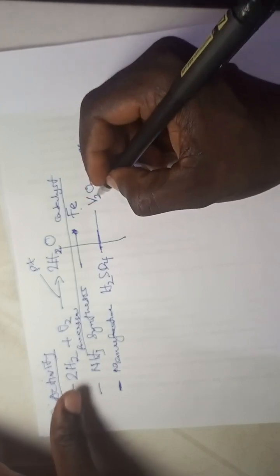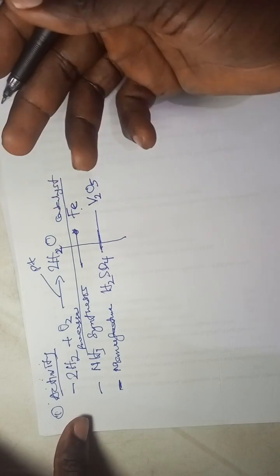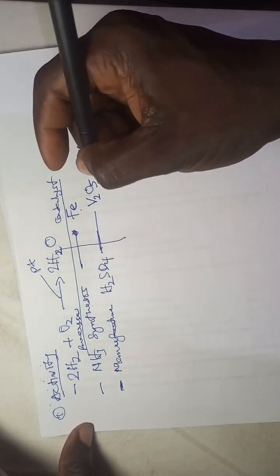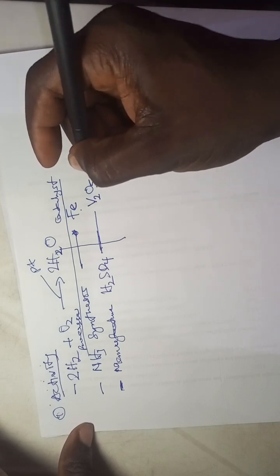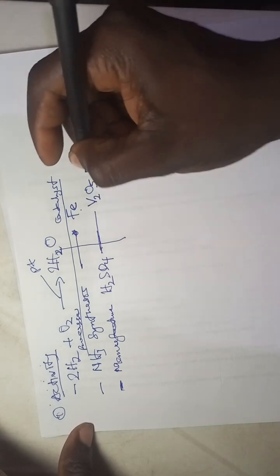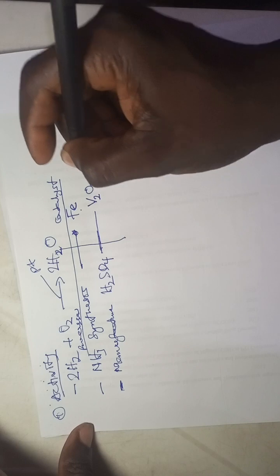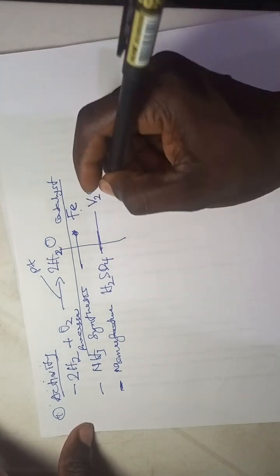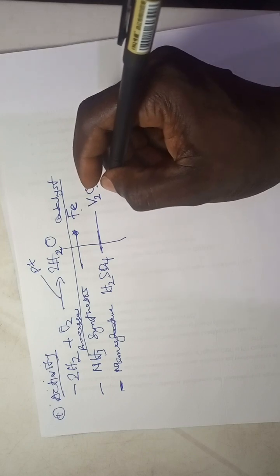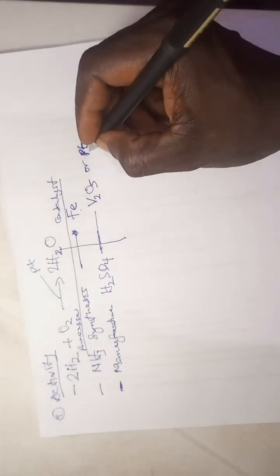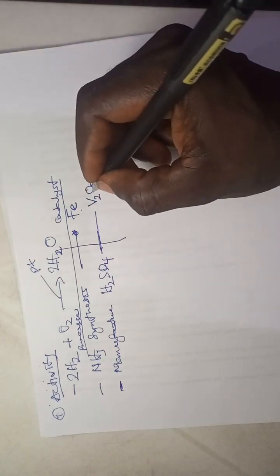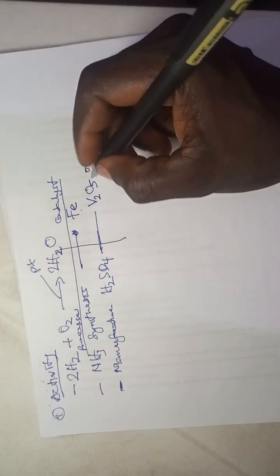I also saw in one of the past questions: one of the oxides of a transition metal used in the manufacture of sulfuric acid is what? Many students get confused. The answer in that case is not platinum. The answer is vanadium pentoxide, which is V2O5.